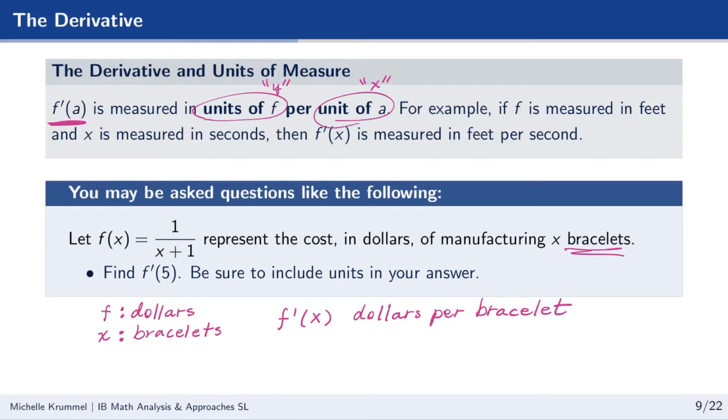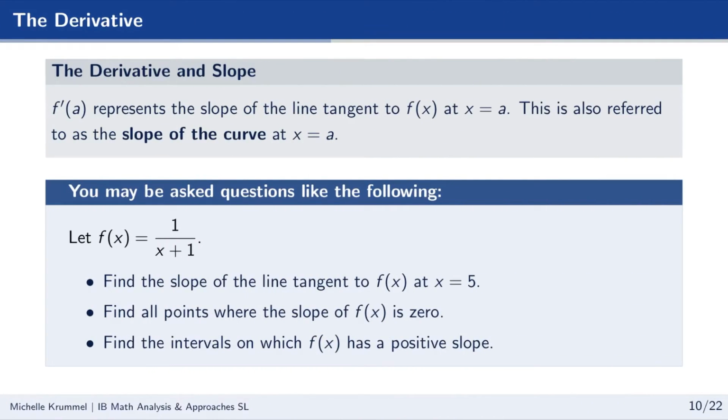So that would allow us to determine that rate of change, dollars per bracelet. The derivative and slope. F prime of a represents the slope of the line tangent to f at x equals a. This is also referred to as the slope of the curve.